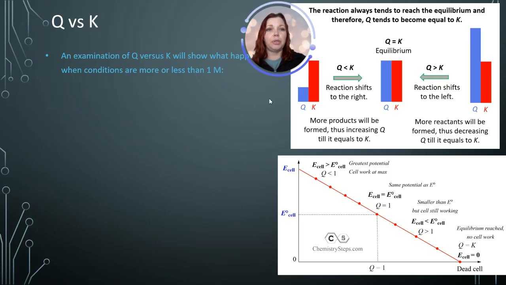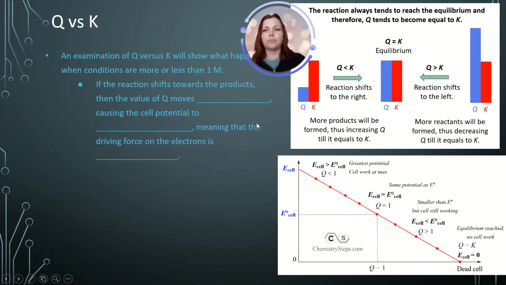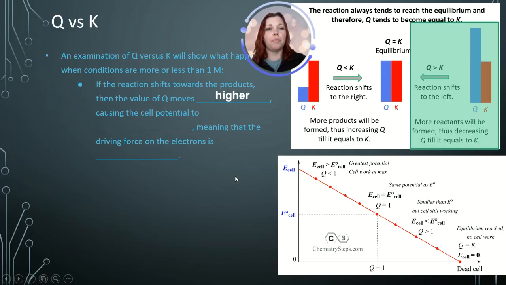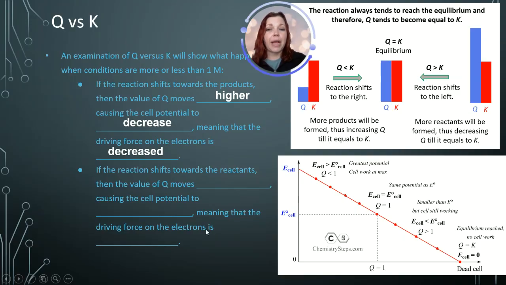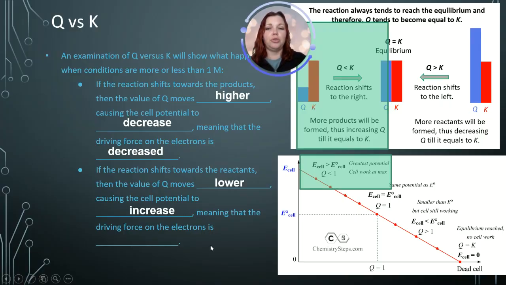So what we're actually doing here is we're considering not only the fact that we're moving towards equilibrium, but also a deviation away from standard. That's what this topic is about. So if the reaction shifts towards the products, then the value of Q moves higher, causing the cell potential to decrease, meaning that the driving force on the electrons is also decreased. If the reaction tends towards the reactants, then the value of Q moves lower, causing the cell potential to increase, meaning that the driving force on the electrons is also increased, right?